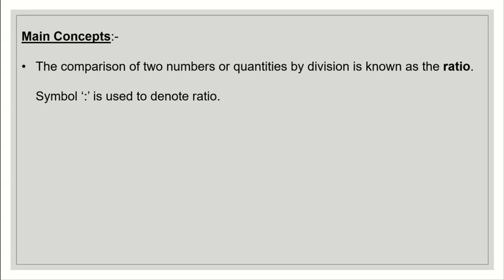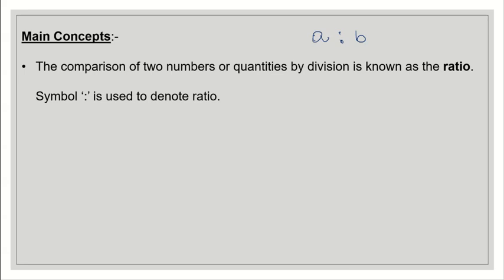So we call it a ratio, and the symbol for showing the ratio, you know, is these two dots. And you know, in a ratio, when we take the first number we call it the antecedent, and the second number will be called the consequent.